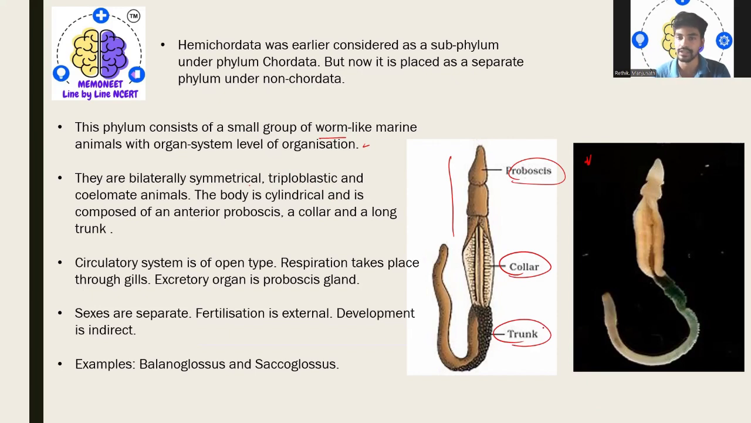Coming to the circulatory system, it is of open type. Respiration is through gills. The excretory organ is the proboscis gland. Sexes are separate. Fertilization is external, and development is indirect. Examples are Balanoglossus and Saccoglossus.